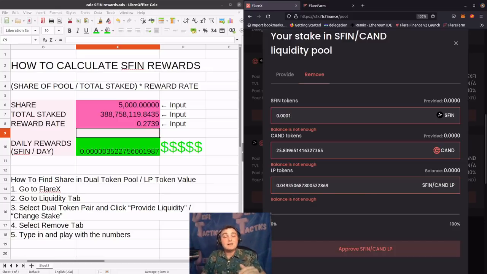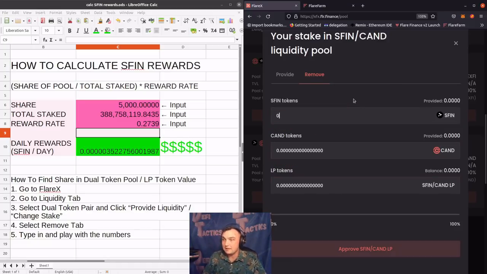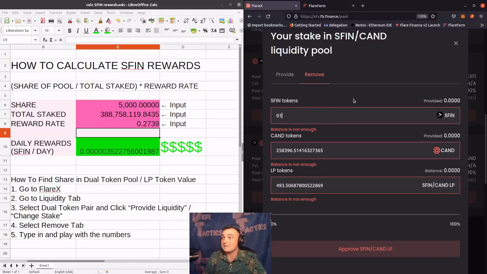One thing I want to highlight is the risk of impermanent loss. However, there is a tactic, a DeFi tactic, on how we can actually utilize this to our benefit if our goal is to accumulate SFIN. Currently, the SFIN price is sitting pretty high, and we can actually check that using this liquidity pool remove feature. Let's go ahead and delete that, and we'll type in 1 SFIN token.